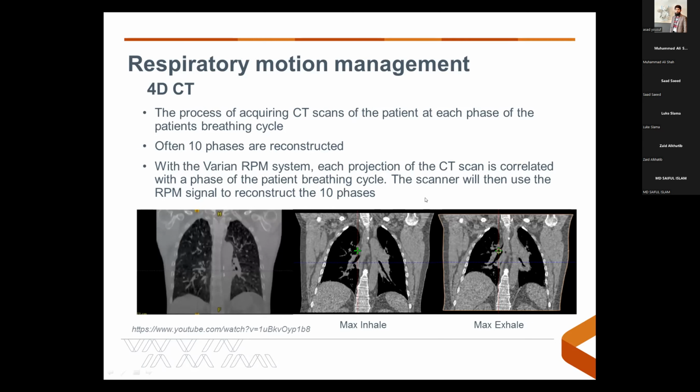So this is an example of a max inhale and a max exhale phase. And then this is an example of a 4D CT scan. So you see those 4 phases of the patient breathing with that 4D CT. So it's good to see tumor motion in the lungs and also the abdominal region.